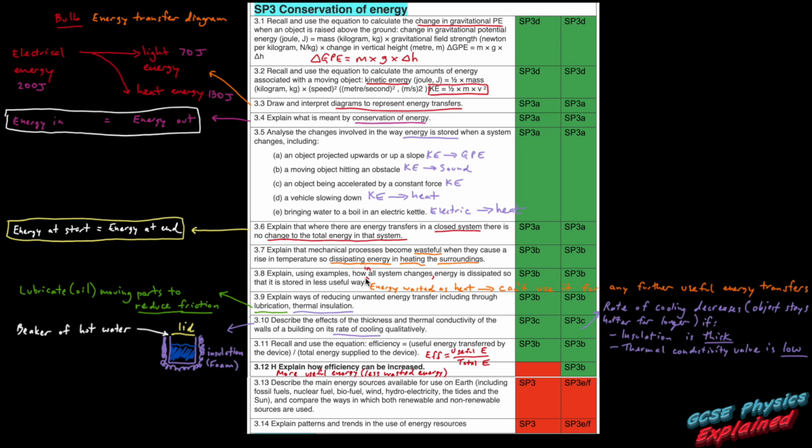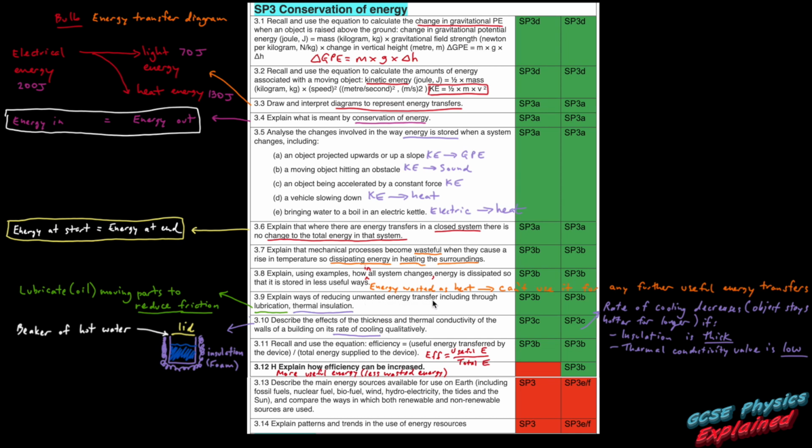Explain using examples how, in all system changes, energy is dissipated so that it is stored in less useful ways. So, as I say, energy is always wasted as heat. It can't be used for any further useful energy transfers.